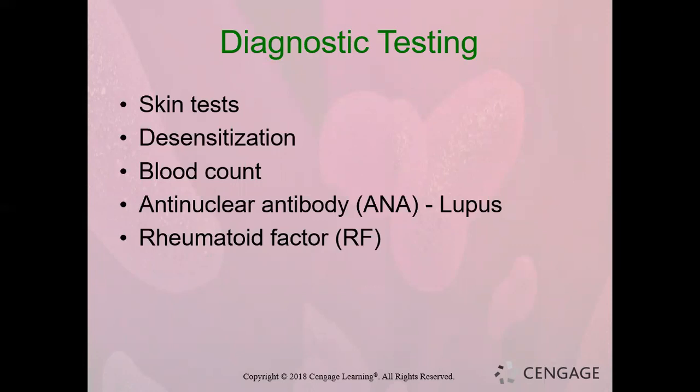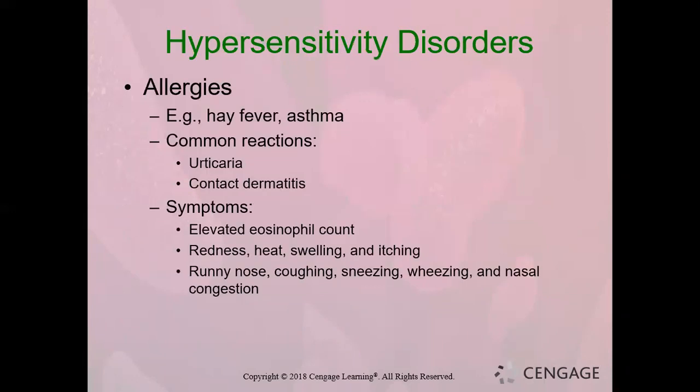They're going to do tests. They're going to do skin tests, desensitization tests, blood counts. ANA is testing for things like lupus. Rheumatoid factor is checking for things like rheumatoid arthritis. There can be, for immunity, hypersensitivity disorders, which would be allergies. Urticaria is just more like an itching. Contact dermatitis would be like the rash that's associated with that.